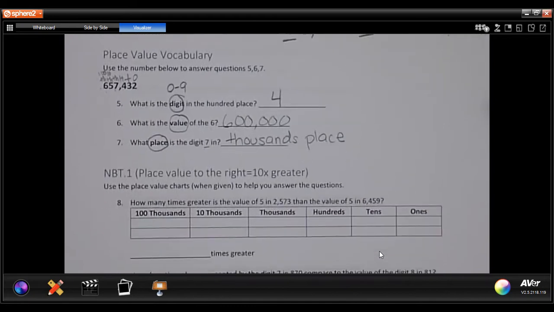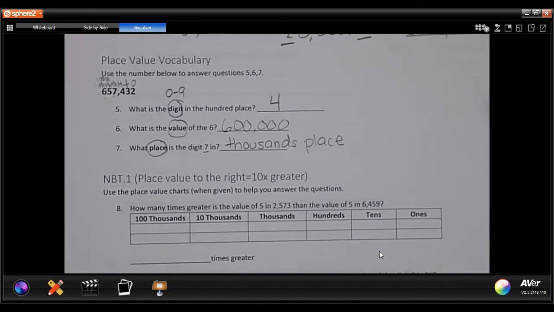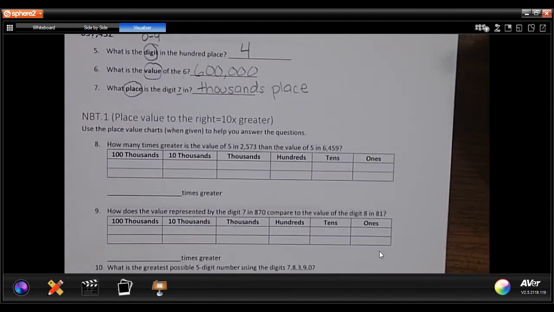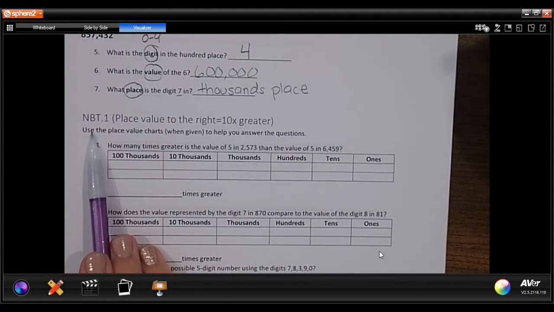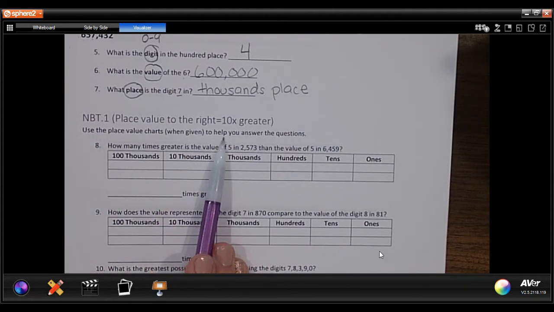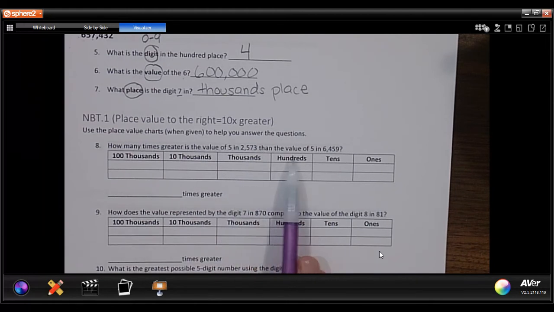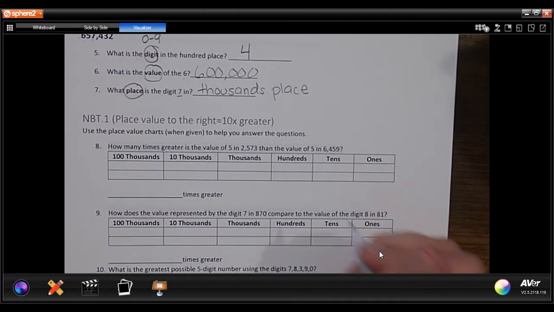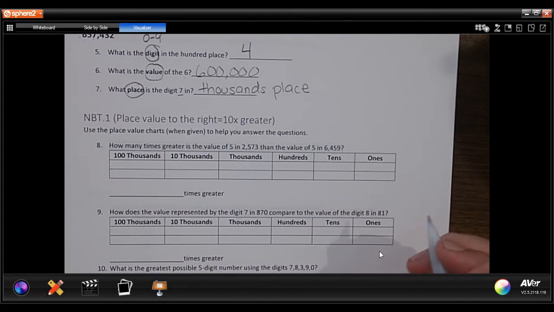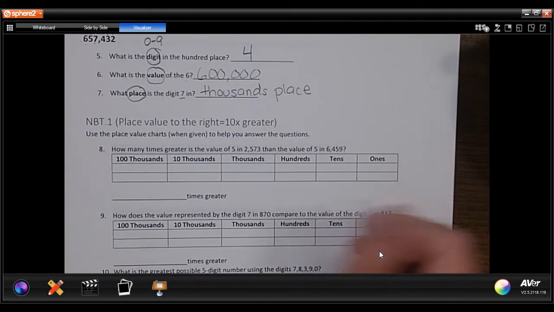Next, we are going to move on to our MBT.1.1 section. It says, use the place value charts when given to help you answer the questions. Number 8, how many times greater is the value of 5 in 2,573 than the value of 5 in 6,459? So I have a place value chart. On your test, you may not have one, but I would suggest writing one.